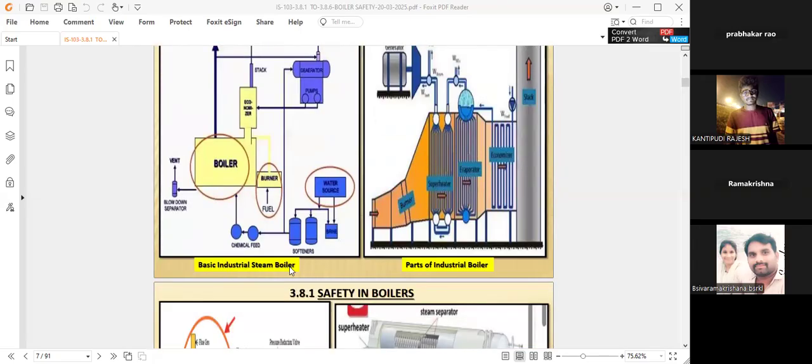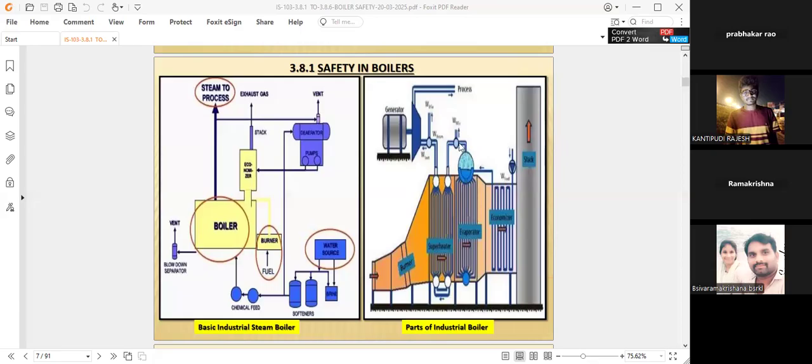The basic industrial steam boiler and the parts of an industrial boiler. This is a very interesting point. The cross section inside the boiler happens like this. Tubes are there. Inside the tube, water is going, with the help of the burning of the coal, LSH oil, and then the flue gas. With the flue gas temperature, water is getting heated and becoming HP steam, sent to the turbine. And slowly the flue gas temperature is reducing.